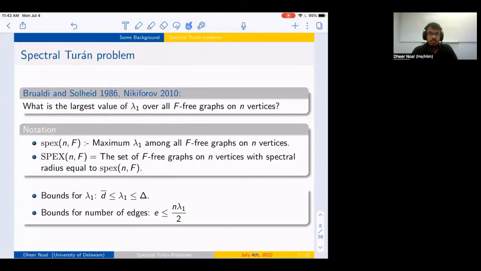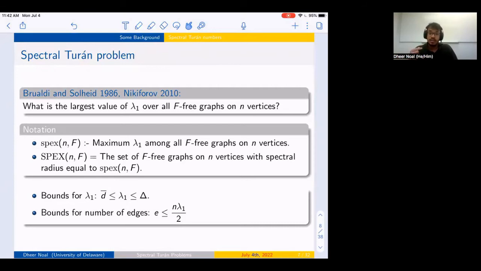Right, so I just want to describe the spectral Turán problem in this slide. But a more general problem is what is called the Brualdi-Solheid problem, in which you're looking at a set of graphs, not necessarily F-free. In the Brualdi-Solheid problem, we just look at a set of graphs and we want to maximize the spectral radius.